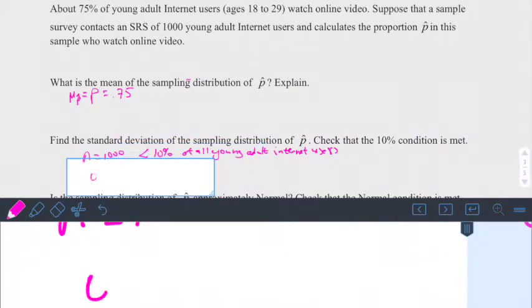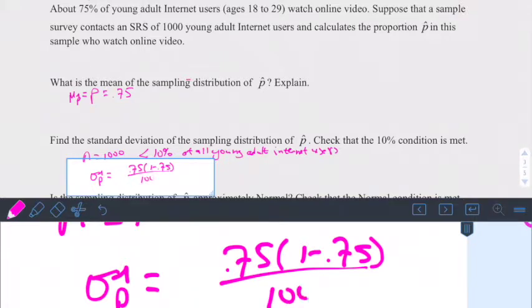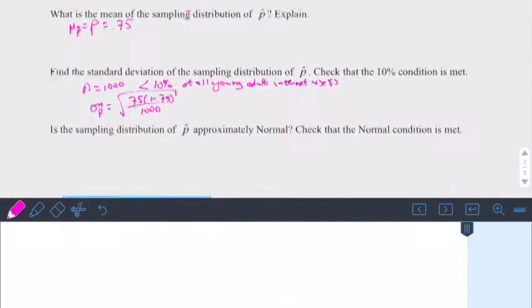So then this sigma of p hat is the square root of 0.75 times 1 minus 0.75, which is 0.25 if you want to be specific, over 1,000. I just showed you how to use your calculator. It's not that hard. You guys can do it.